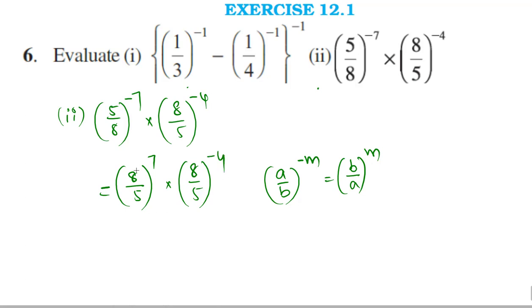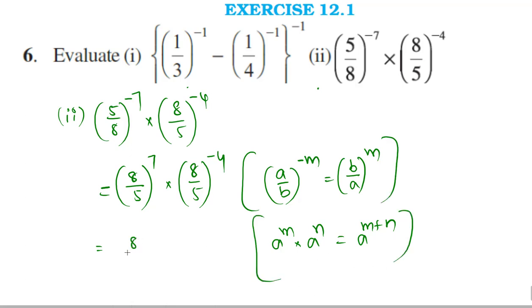Here observe the bases are equal in both the cases, 8/5, 8/5. So we can use the identity a^m times a^n equals a^(m+n). So this is equal to (8/5)^(7 plus minus 4). Now 7 plus minus 4 means 7 minus 4, which is equal to 3.